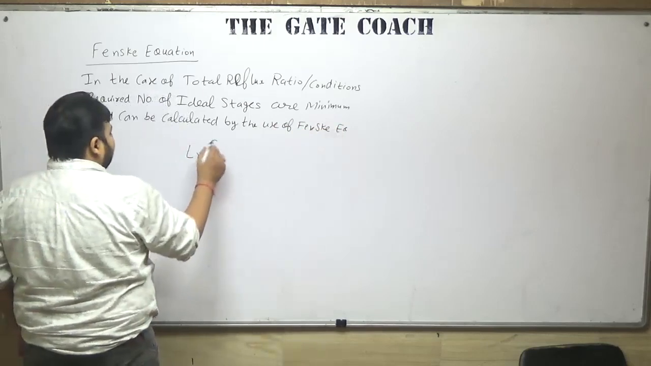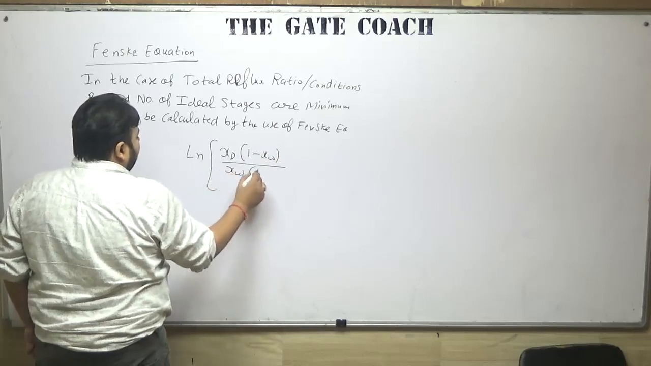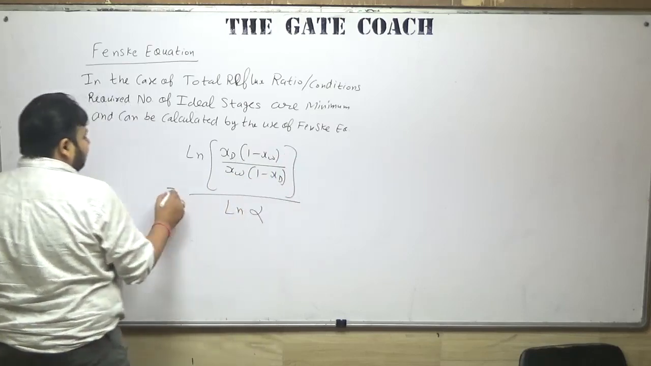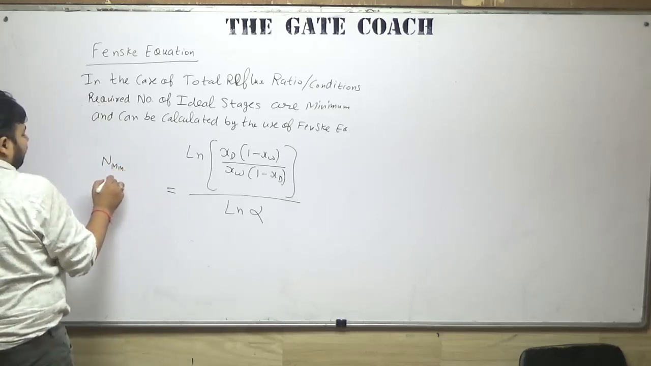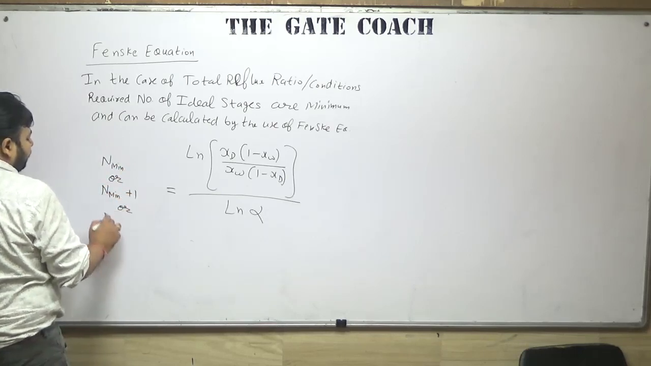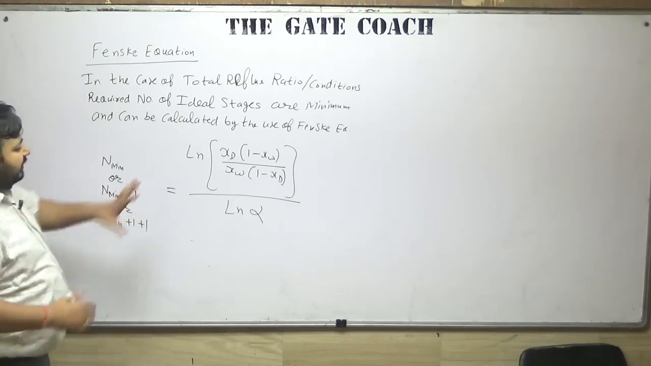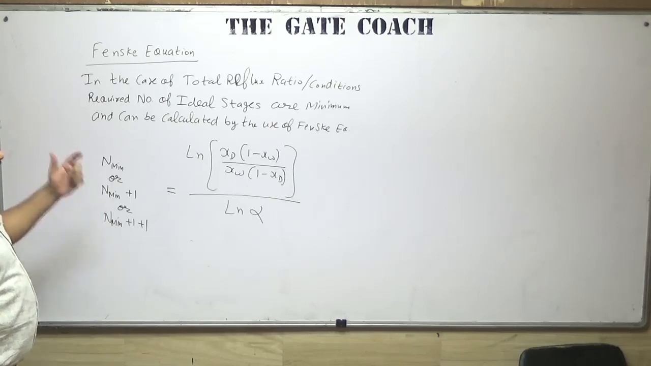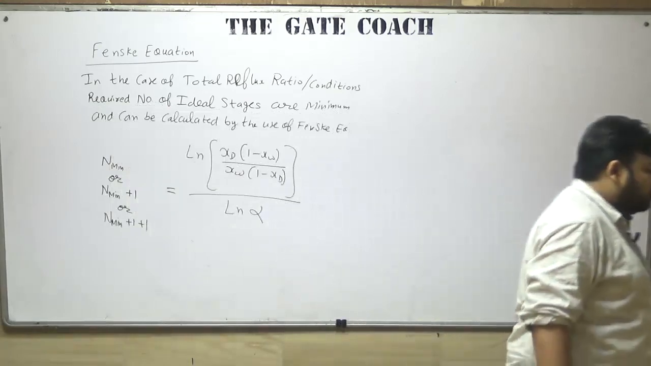So what is the Fenske equation? It is ln of xD into (1 minus xW) divided by xW into (1 minus xD), divided by ln of alpha, equals either N min, or N min plus 1, or N min plus 1 plus 1. So you calculate the answer by this part, and then you equate it with either one of the three depending upon the question, and then you calculate the value of N minimum. This is how you calculate the value of N minimum for the case of total reflux ratio.